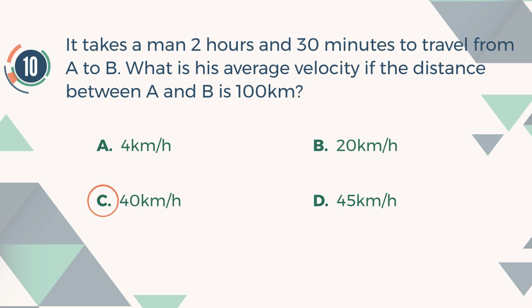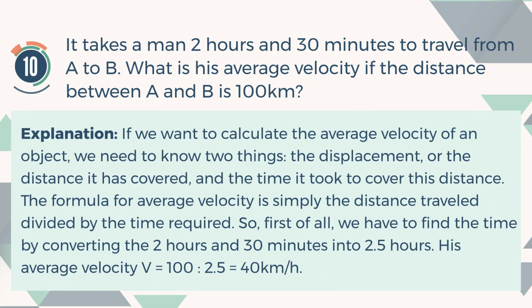The correct answer is C. 40 kilometers per hour. Explanation. If we want to calculate the average velocity of an object, we need to know two things: the displacement or the distance it has covered, and the time it took to cover this distance. The formula for average velocity is simply the distance traveled divided by the time required. So, first of all, we have to find the time by converting the 2 hours and 30 minutes into 2.5 hours. His average velocity v equals 100 divided by 2.5, and the answer is 40 kilometers per hour.